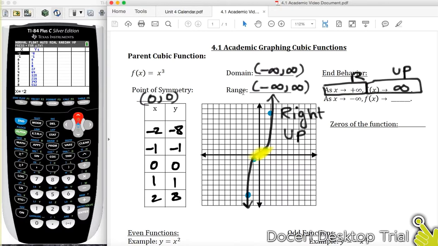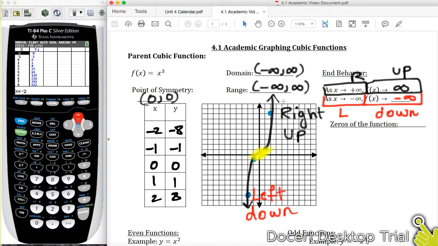Now when they say x going to -infinity, it means they are telling you to look at the left side of your graph. The left side of your graph is going down. So f of x is going to -infinity. So this means down.